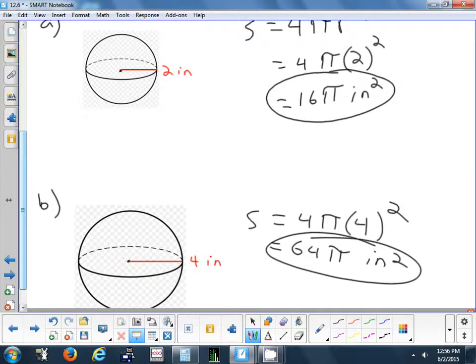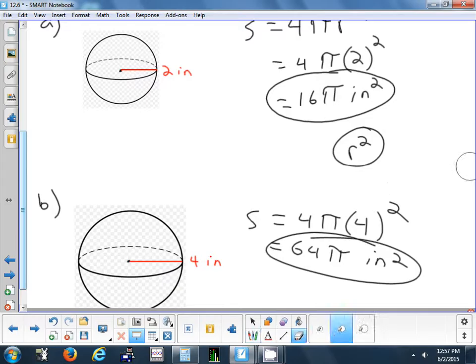4 squared would be 16, Mr. Hager. Thank you. 16. Eric, what's 16 times 4? 64. Good, 64. How do those two numbers I have circled compare? The bottom one is when you doubled the radius that we started with. Went from 2 to 4. The bottom one is 4 times the top one. 4 times, yep. So in a sphere, if you double the radius, the surface area quadruples.